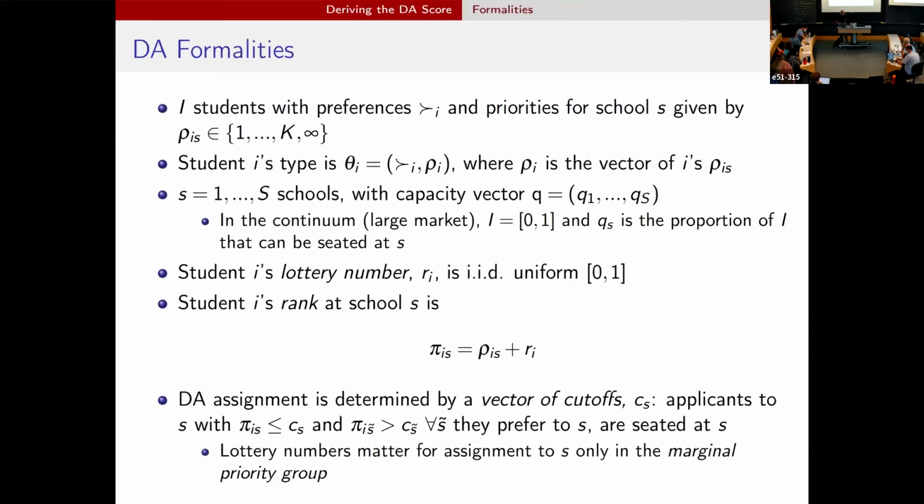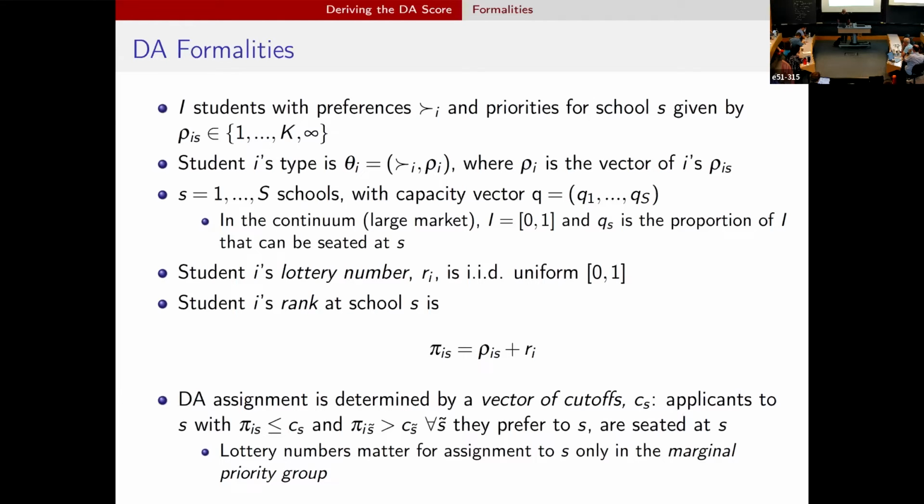Okay, and we've seen earlier in this week that we can think about deferred acceptance assignment in terms of cutoffs. Okay, so a student will be assigned to school s if their rank, that is their pi_is, is less than or equal to the cutoff at school s, right? So I cleared the cutoff. And for any school that I like better than s, okay, for any s tilde that I prefer to s, I didn't clear the cutoff. Okay, so basically I didn't get any higher rank choices. I got to a school where I cleared the cutoff, okay? And so that's a characterization, that's a way of describing what deferred acceptance is going to produce.